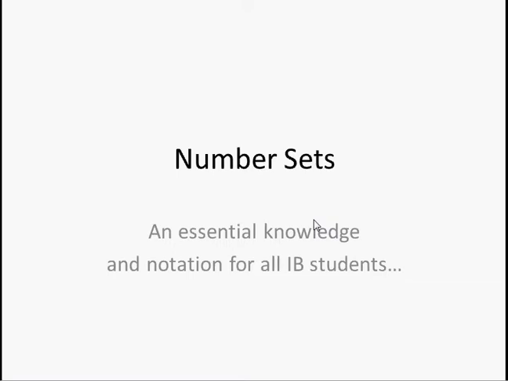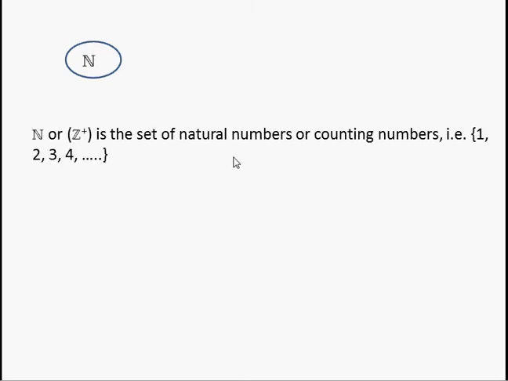Okay, this is a simple video about number sets. I'm going to start with the set N, which stands for the natural numbers, which are the counting numbers: 1, 2, 3, 4, 5. It's also called Z positive, and you'll see why in a second.